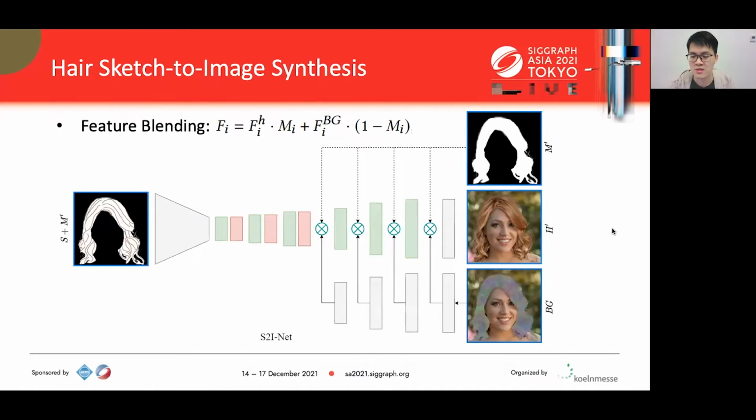For sketch-to-image synthesis, we adopt another network similar to sketch-to-mat. The key difference here is its incorporation of a background blending module. The background region is blended with the synthesized hair region on the feature level, guided by the hair mat. We conduct feature blending at the last 4 layers.